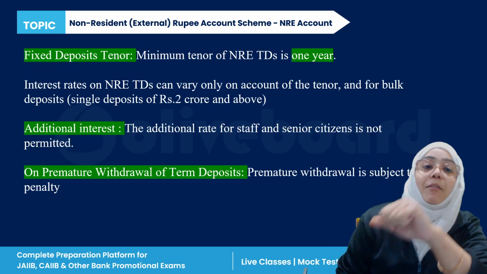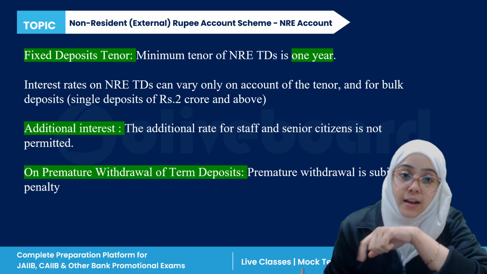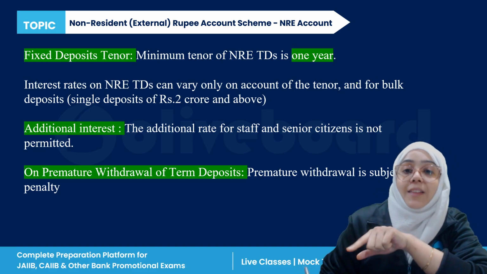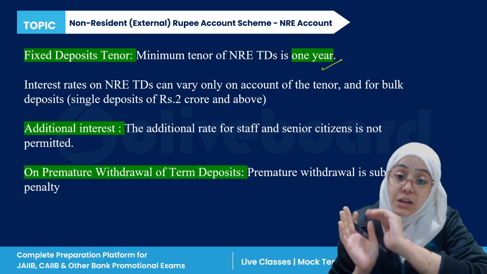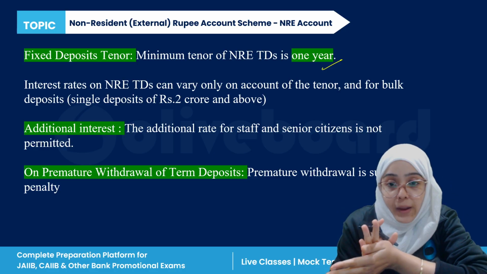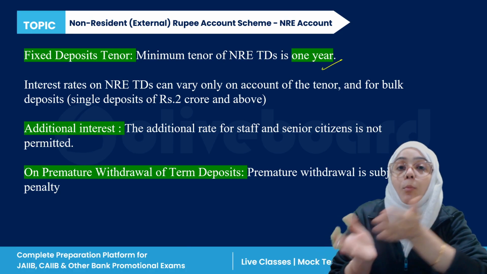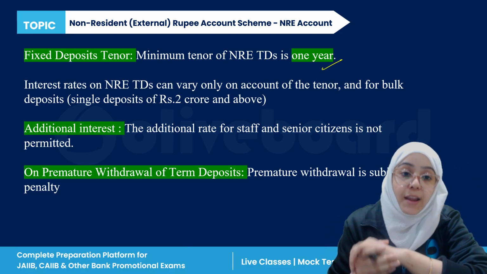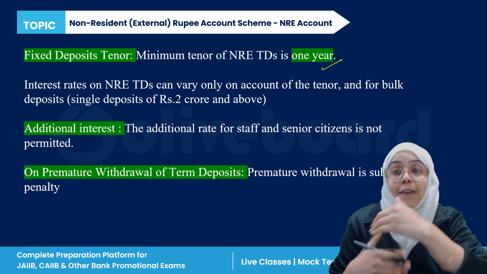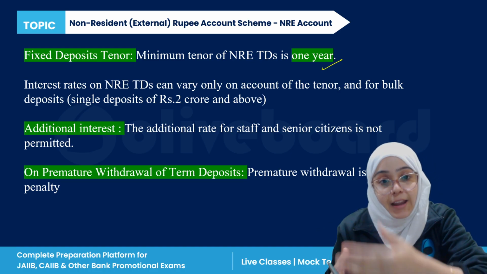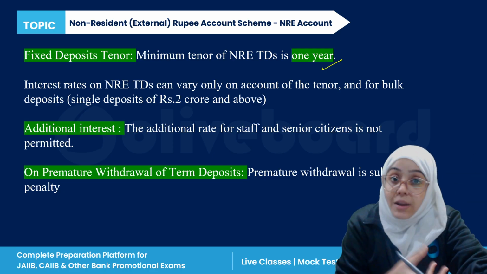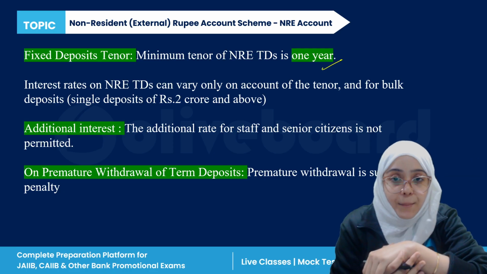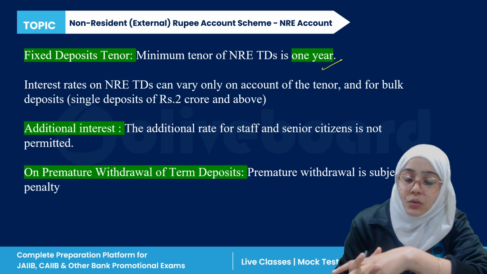Now, if you are having an FD in an NRE account, the minimum tenure for this is 1 year. If we talk about the interest rate, it varies depending upon the time period for which you have taken the FD plus the amount you have deposited. If you have deposited more amount, you get more interest, and if you have deposited less amount, you get less interest, right?